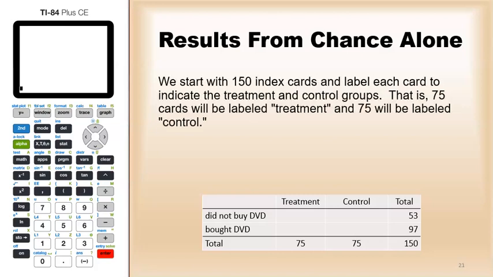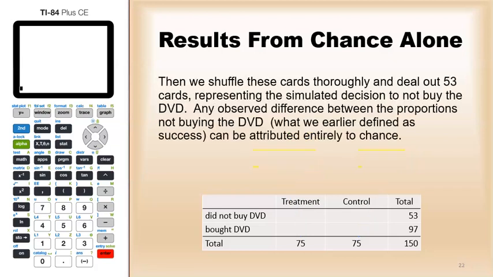Since my overall total is 150, I would start with 150 cards and label each card to indicate whether they're in the treatment group or the control group. So 75 cards would be labeled treatment and 75 would be labeled control. Then we take those 150 cards and shuffle thoroughly, and I'll deal out the 53 people who did not buy. So I'll deal out 53 cards, and these represent the simulated decision to not buy the DVD. Any observed differences between the proportions in these cards is entirely due to chance.